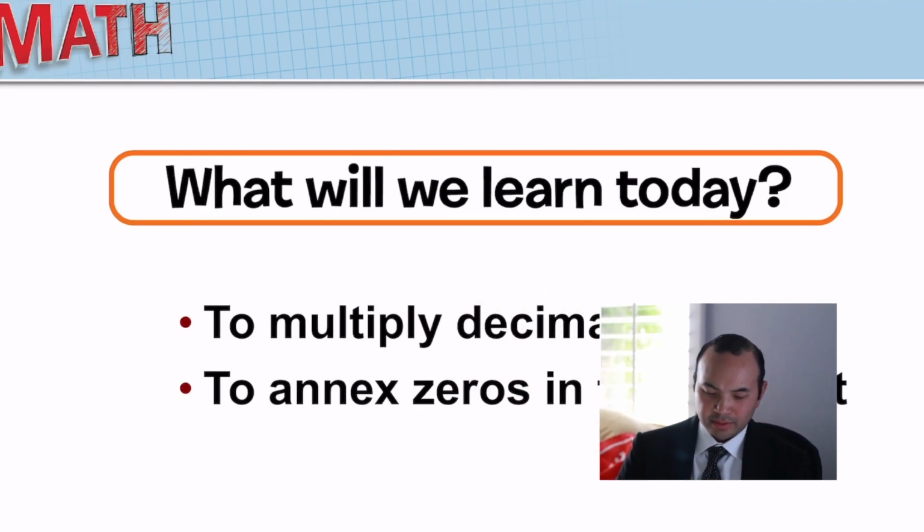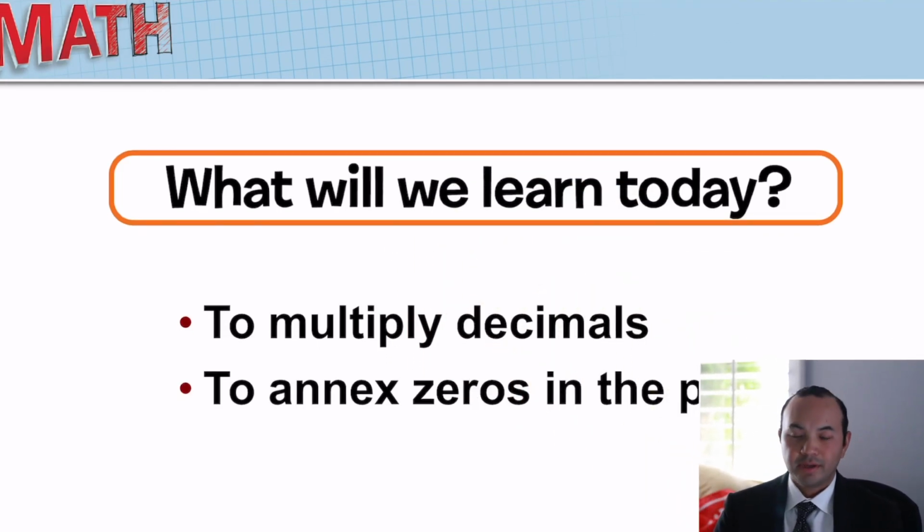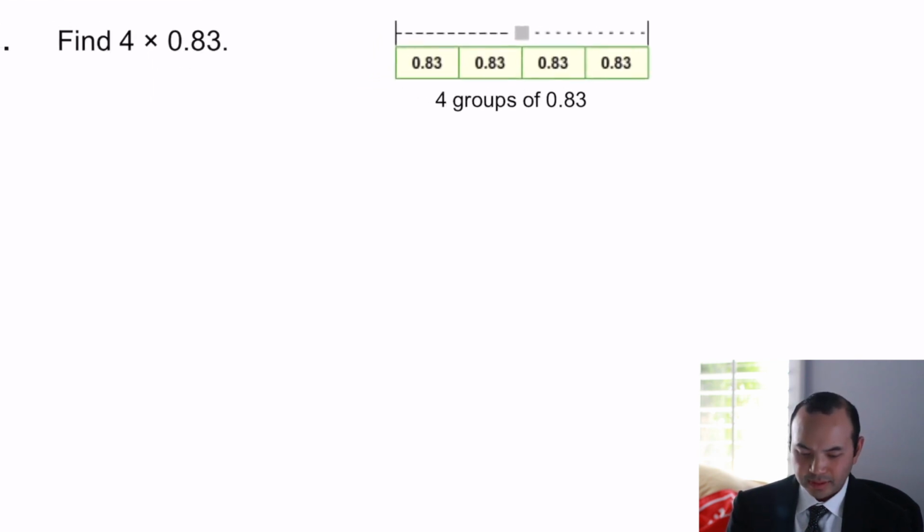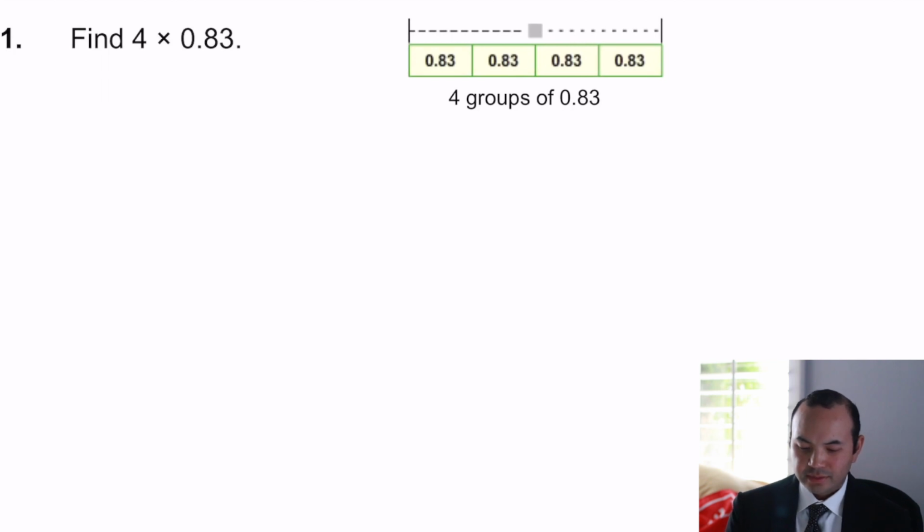We're going to be learning to multiply decimals and annex zeros in the product. So let's take a look at this first example here. Find 4 times 0.83. As you can see in the illustration here, I'll zoom in just a little bit. It shows a bar model of 0.83 and 4 groups of those, and that's what multiplication means. It's repeated addition. So 4 times 3 is 12 because you have 4 groups of 3. So 3, 3, 3, and 3 is 12.